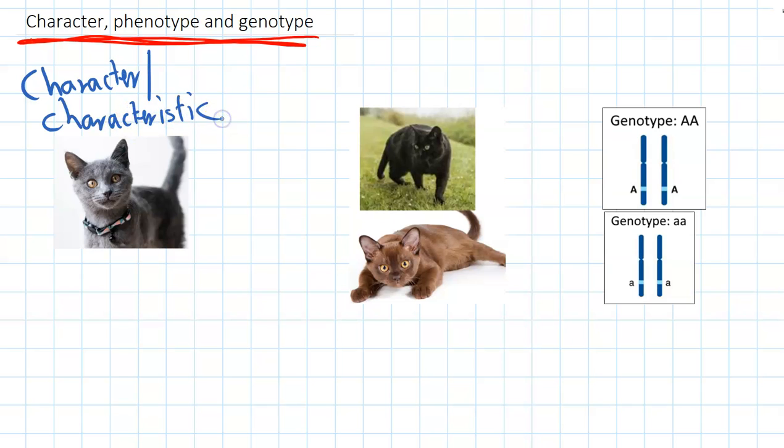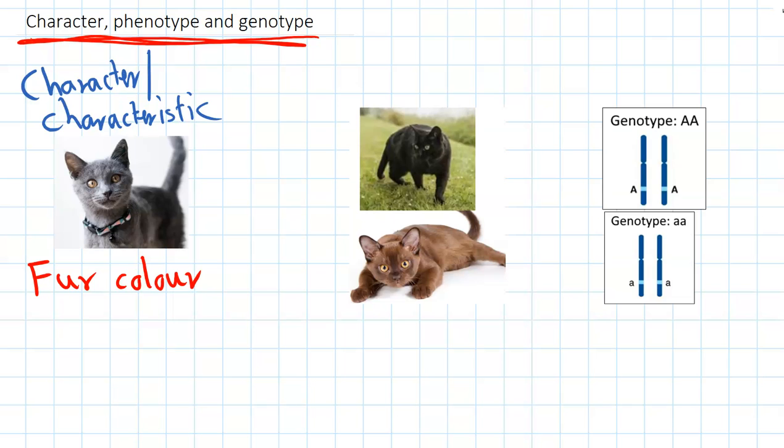So if we're looking at a particular species, like we've got cats here, a particular characteristic or character that we could look at would be fur color. So it's just a feature of that species that can be measured or described. So you can have eye color, you can have height, you can have length of fingers, you can have, does it have a tail or not? So there's basically thousands and thousands of different characters for every species. So we're looking at fur color in this example.